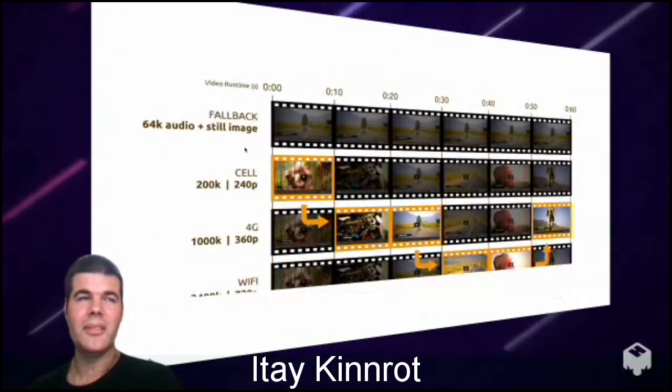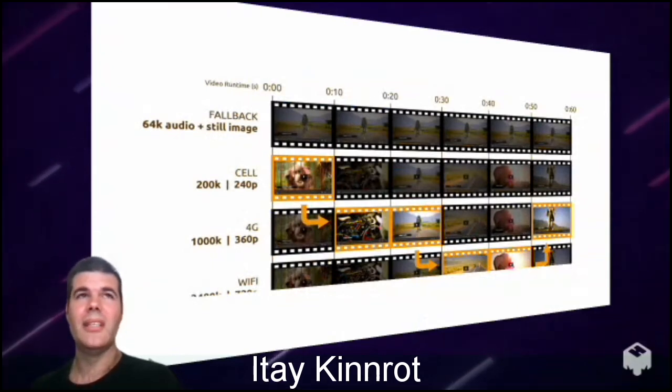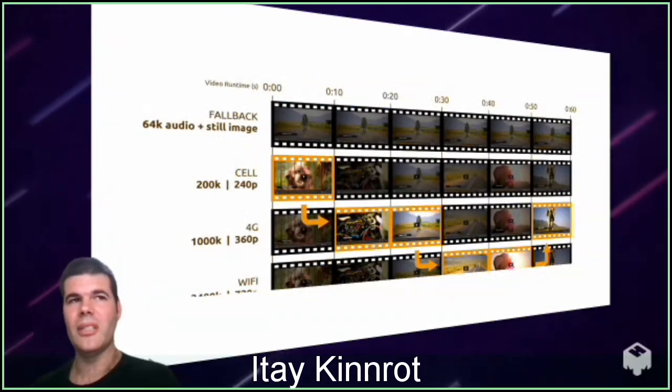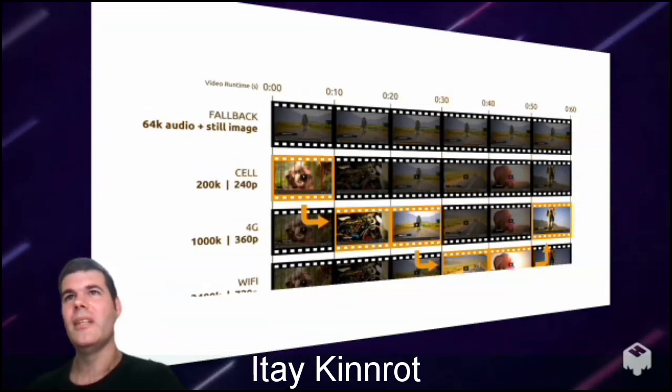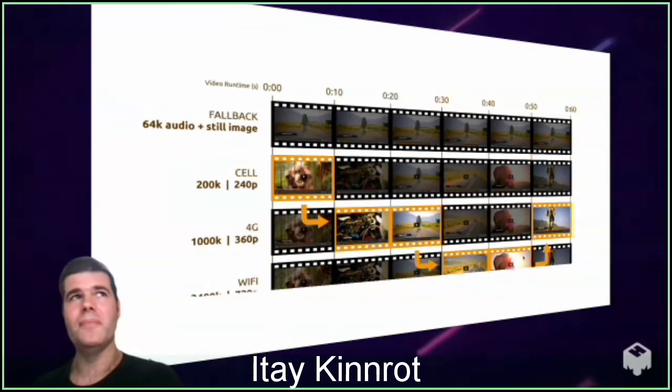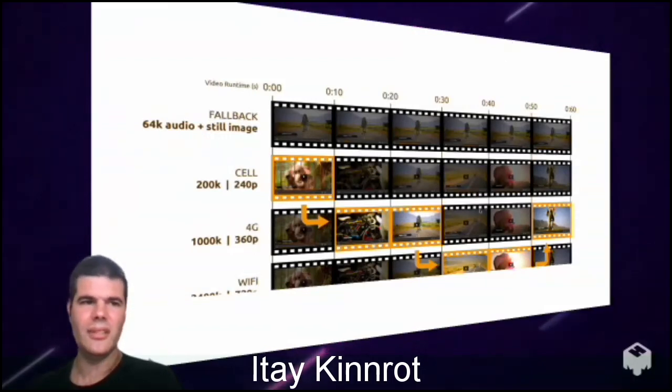How it looks: if you start from a lower resolution, then on the next chunk you can get to a higher resolution because the network is fine, and then you keep going up. But if you have some issues with the network, you go down again, just to make sure we will not hit any buffer issues and stuff like that.